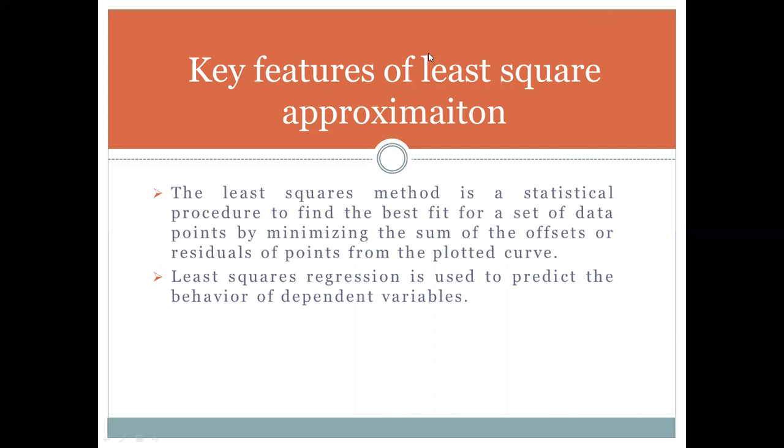The least square method is a statistical procedure to find the best fit for a set of data points by minimizing the sum of offsets or residuals of points from the plotted curve. Least square regression is used to predict the behavior of dependent variable. So these are the key features of least square approximation. That means this is a statistical method to find the relationship between two data points, one dependent variable and independent variable. So we can predict the dependent variable value from the independent variable by using least square approximation.